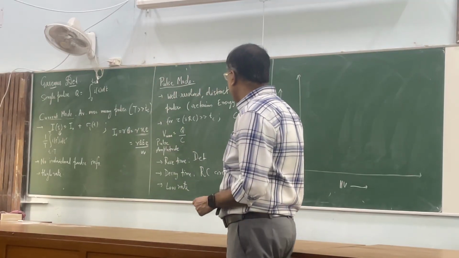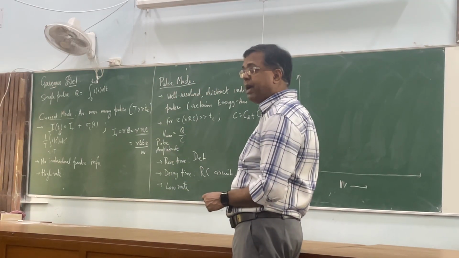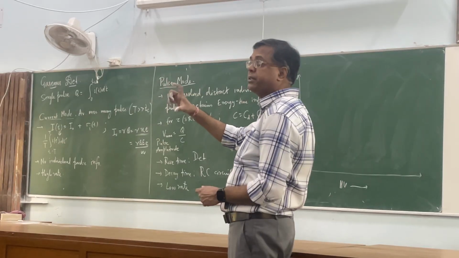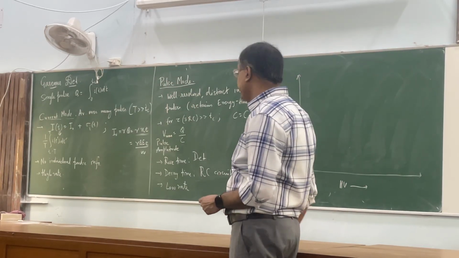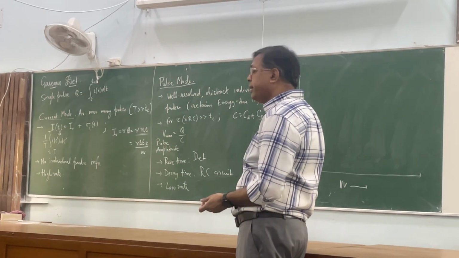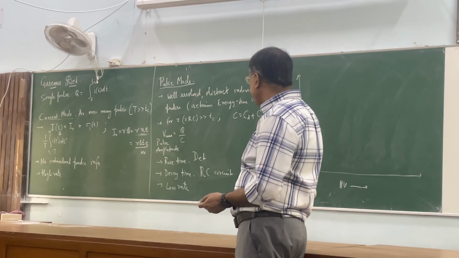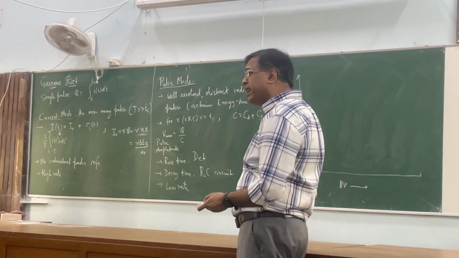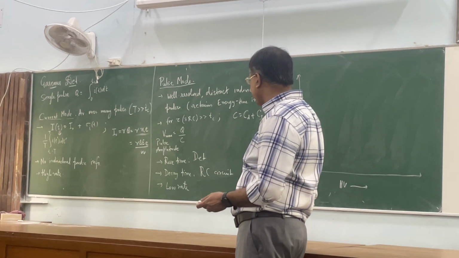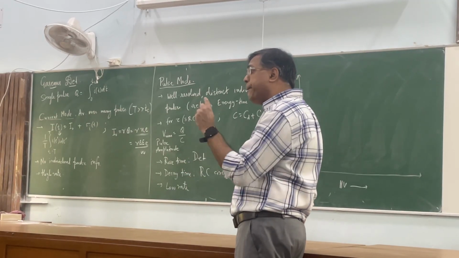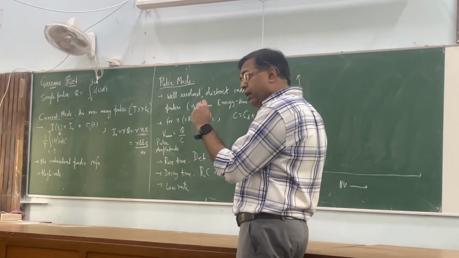The pulse mode is the one in which we generally operate our detectors. It provides well-resolved distinct individual pulses as the output across the resistance. Remember the resistance which we made. It retains energy and time information. Remember that the RC time constant is much greater than the collection time.